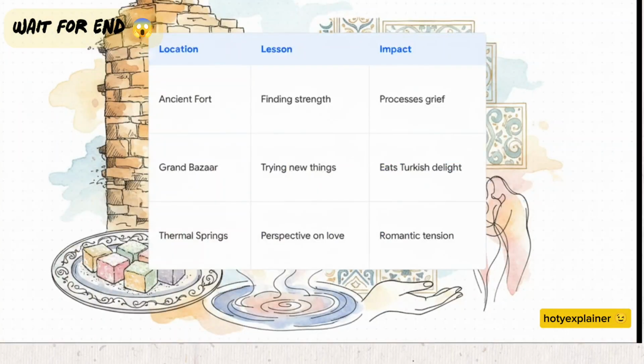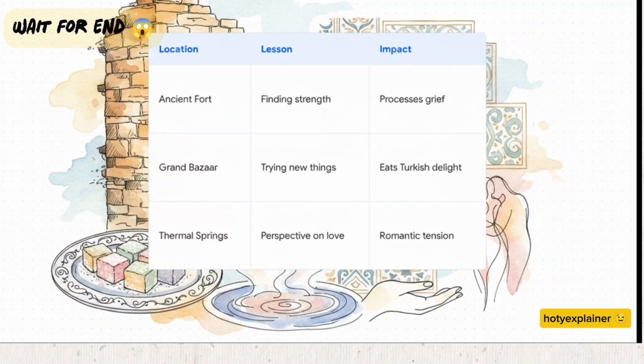The director uses these letters so cleverly to pace the road trip and organically inject these beautiful themes of love and letting go. For instance, at the ancient fort, the letter talks about finding strength in old walls, which directly helps Hope process her grief. Then, at the Grand Bazaar, the letter urges her to try new things.